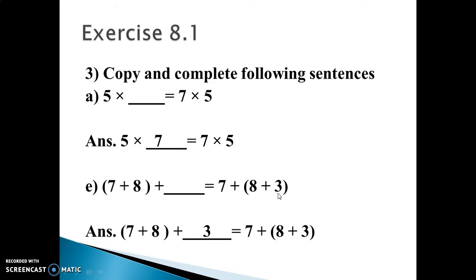Similarly, you can revise all the properties and try to solve the remaining questions. I hope the video was useful. Take care and Allah Hafiz.